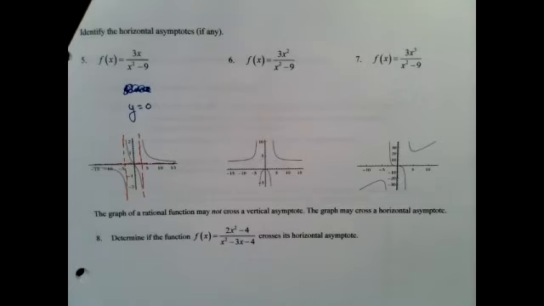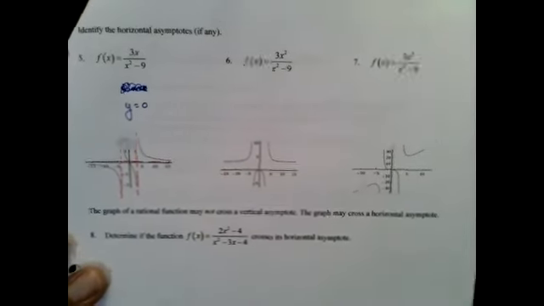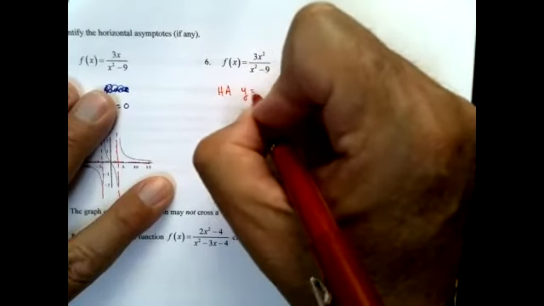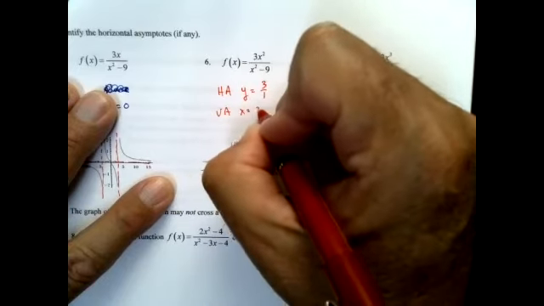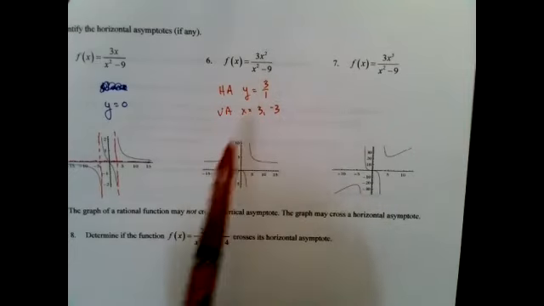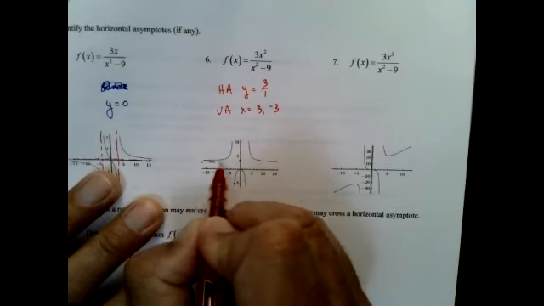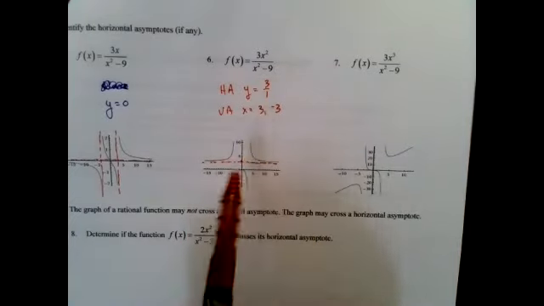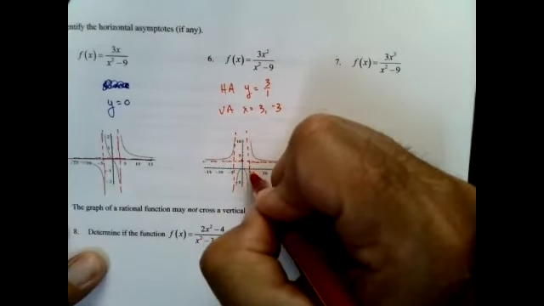For the next one, write down the horizontal, write down the vertical. Should match this graph somehow. Horizontal, since these two are the same, it's 3/1. So that should be y equals 3. Right there's 3. Got that. Vertical asymptotes, when's the denominator zero? Got that. That fits the graph.